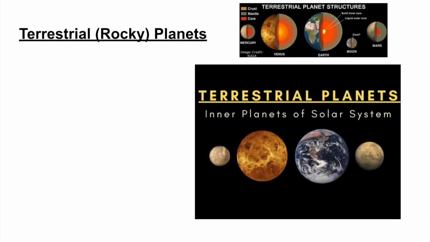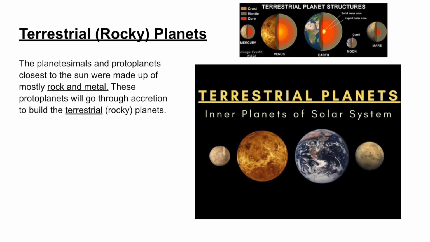All right, so thinking about the frost line and this boundary between stuff on the inside and stuff on the outside, we can first talk about our terrestrial planets. Terrestrial planets are the ones that are made up of mostly rock and metal. Our Earth is a terrestrial planet. These protoplanets and planetesimals will go through planetary accretion, and since they're mostly made of rocks and metals, on the inside of the frost line, they will form into what we call terrestrial or rocky planets.